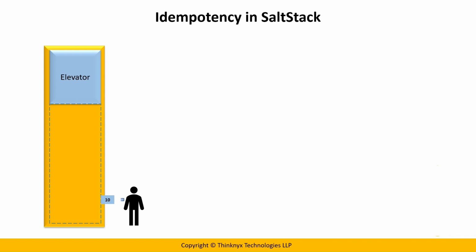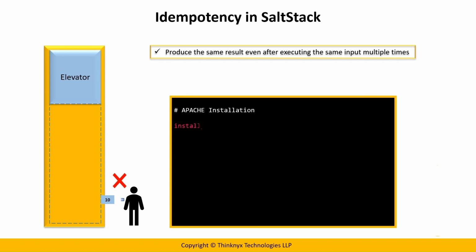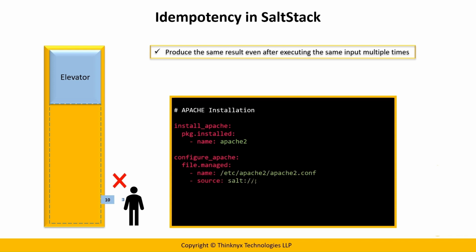Now, would pressing the 10th floor button again magically teleport you to the 10th floor? No, it wouldn't. The elevator would simply register your request again, but it wouldn't make it move any faster or make any change. This means that an idempotent operation would yield the same result no matter how many times you perform the operation. In context to SaltStack, idempotency means that the result of our SaltStack code will remain the same no matter how many times we run it.